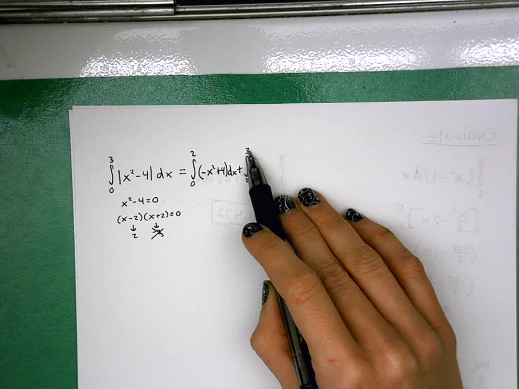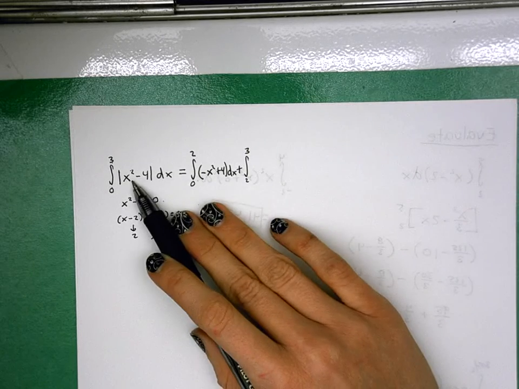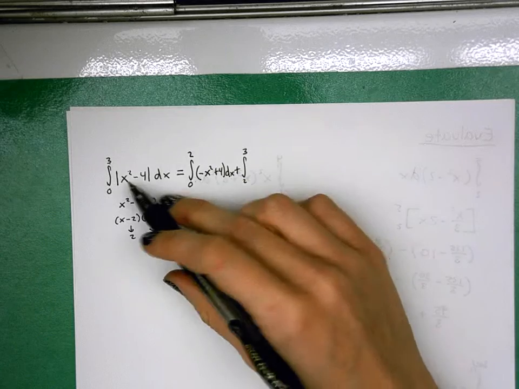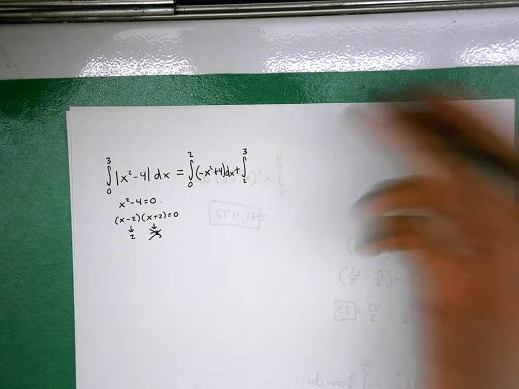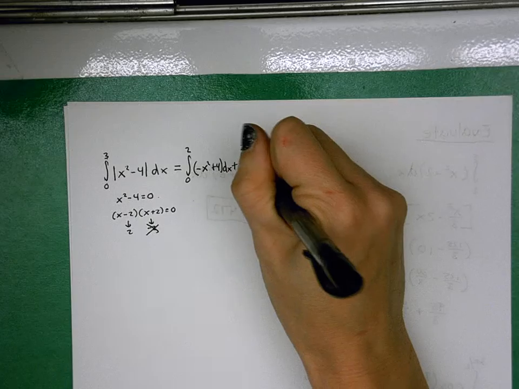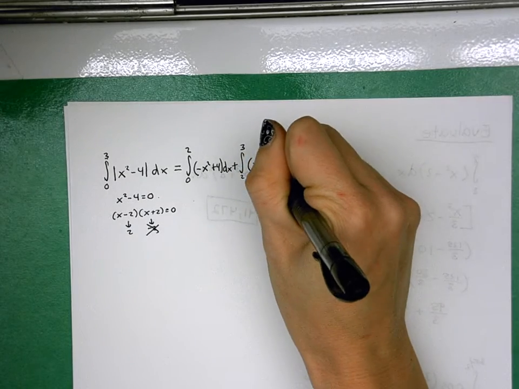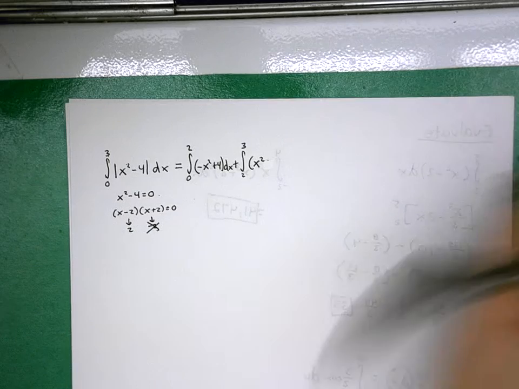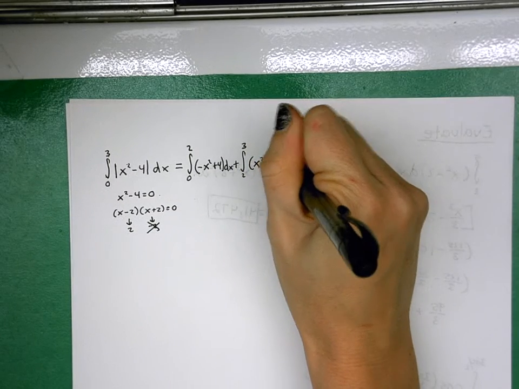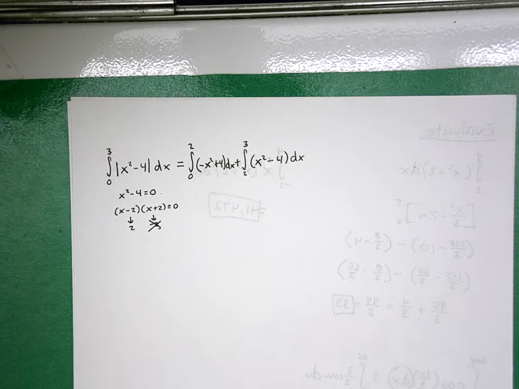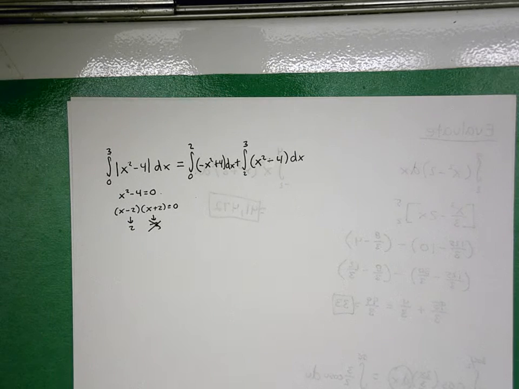Testing a number on 2 to 3, when I plug in, for example, 3, I get 9 minus 4, which is positive 5. For that 3, the positive 5, the absolute value bars aren't doing anything, and so I can go ahead and just drop them. I'm going to leave this function as it is because this was already positive, so I don't need to change it to be positive. It's already positive.